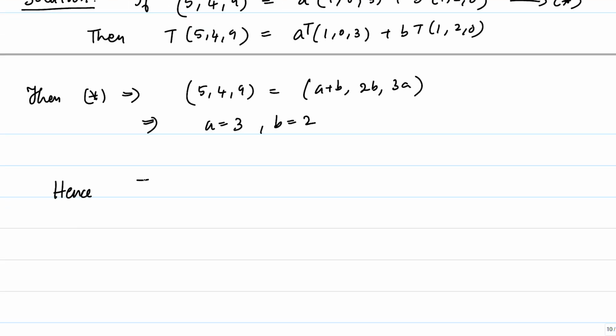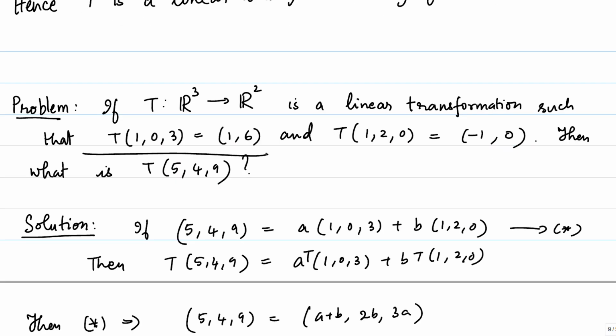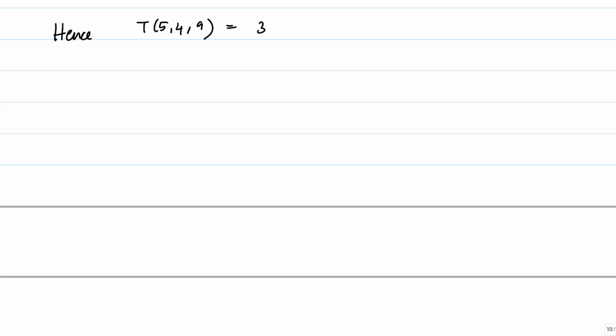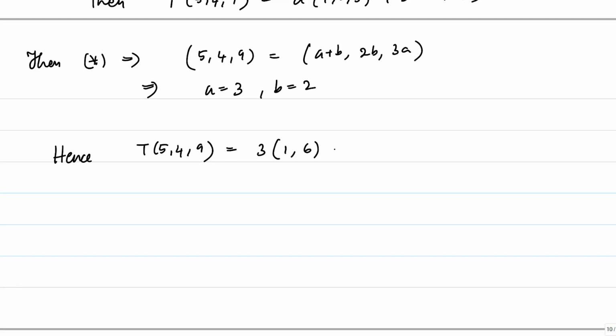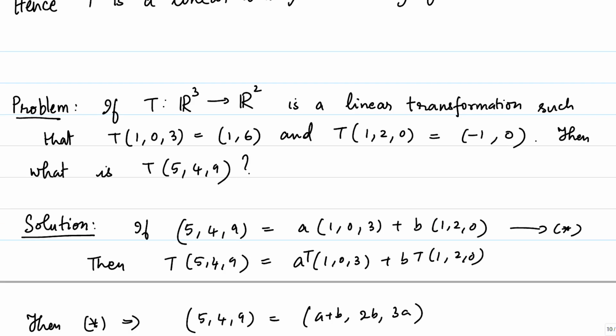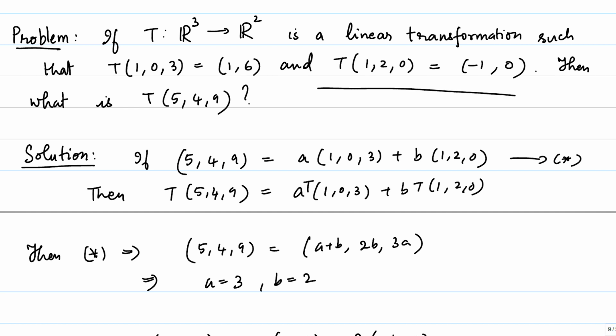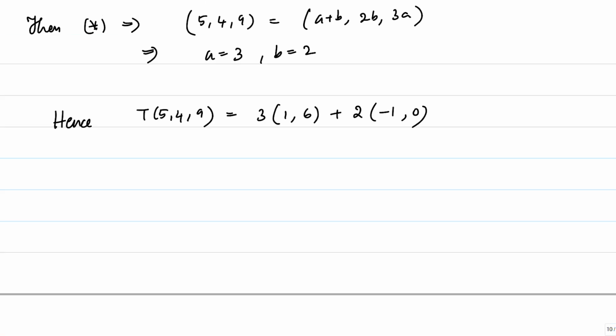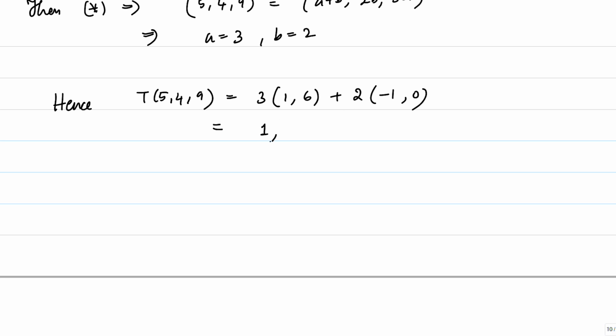Hence, T of 549 is equal to 3 times, what is T of 103? T of 103 we have written is 1 comma 6. 3 times 1 comma 6 plus 2 times minus 1 comma 0. What was minus 1 comma 0? T of 120 is minus 1 comma 0. We have just exploited this to write whatever we just wrote below. So this is something which we can easily calculate. This is 3 minus 2, 1, 18 plus 0, 18. So this is exactly the value of T of 549.